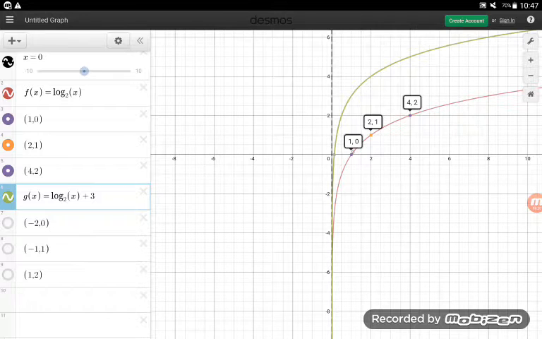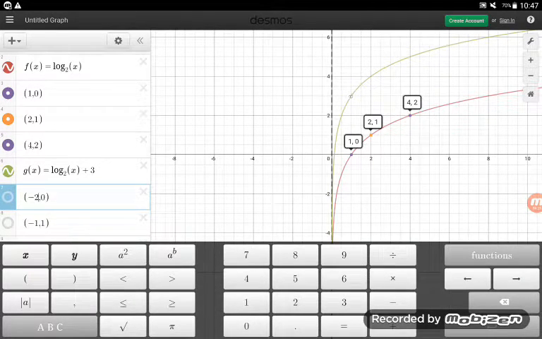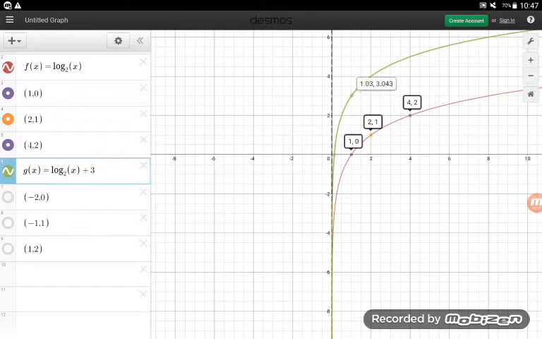So this 1, 0, if it moves up by 3, then I should have, let me see if I can just get the point there. Now that point is now 1, 3. Okay, 1, 3. The y went up by 3, right? This point 2, 1, if it goes up by 3, it's going to be at 2, 4, and you can see that it's right there, 2, 4. Okay, this point 4, 2 is going to go up by 3, so that would be at 4, 5.